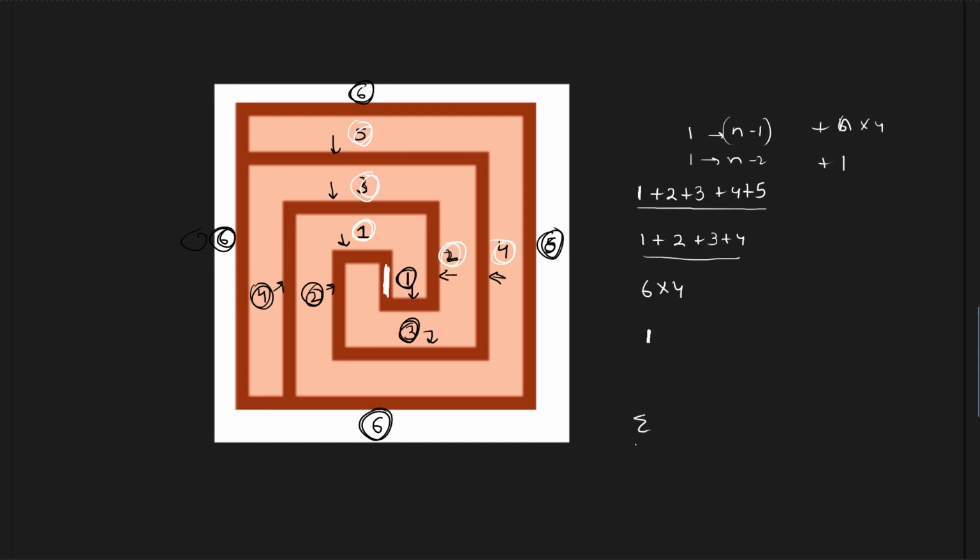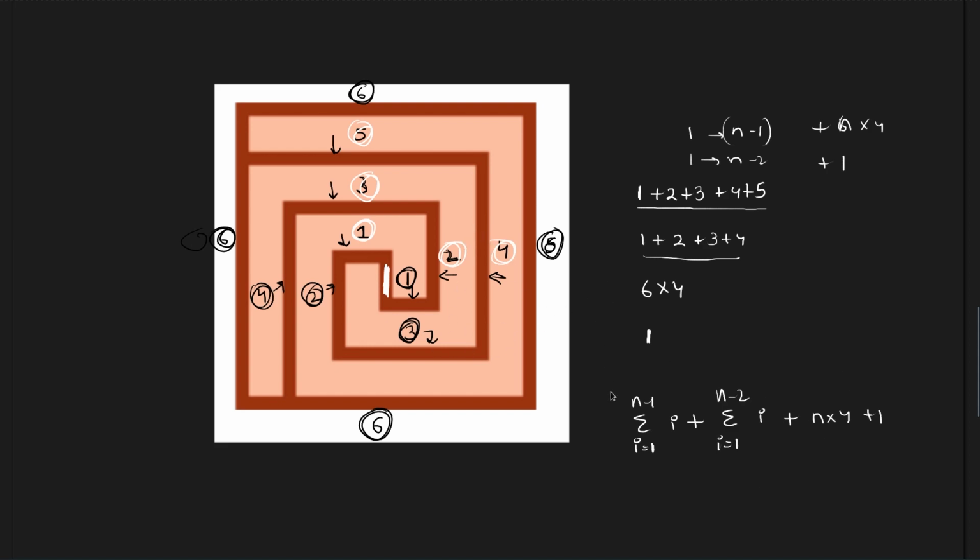The final formula is the summation of i from 1 to n minus 1, plus the summation of i from 1 to n minus 2, plus n into 4, plus 1. This would be my final answer, right? So you just have to observe this particular pattern in the given figure, and if you were able to observe this pattern, then you would have definitely formed your answer. So let me show you the code for this question now. There's nothing else to discuss in this question.